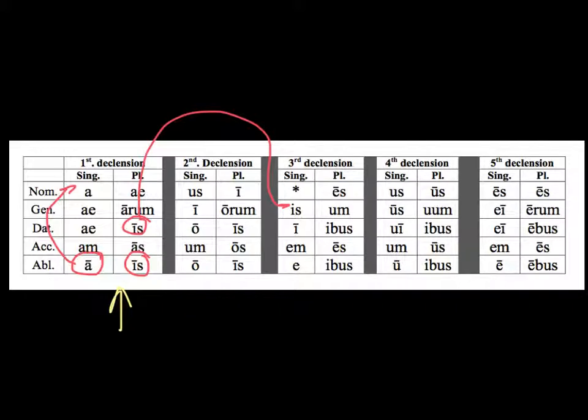In the second declension, I'd like you to know these 2 O's, and then same thing with the IS. That long IS is going to be dative or ablative plural, whereas the short IS is going to be genitive singular.